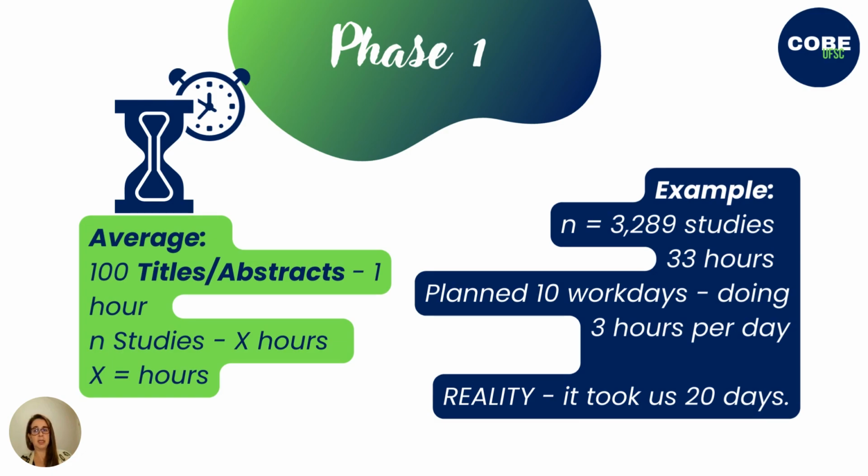Here's a clear explanation for this example. Number of studies: 3,289 studies screened in phase 1. Estimated time: 33 hours, based on the calculation that an experienced reviewer can read 100 titles and abstracts per hour. Planned: 10 work days, assuming 3 hours of screening per day. In reality, it took us 20 days to complete the work.